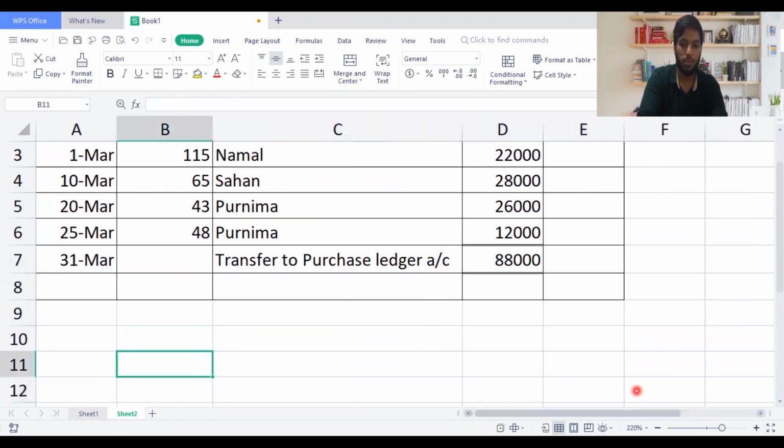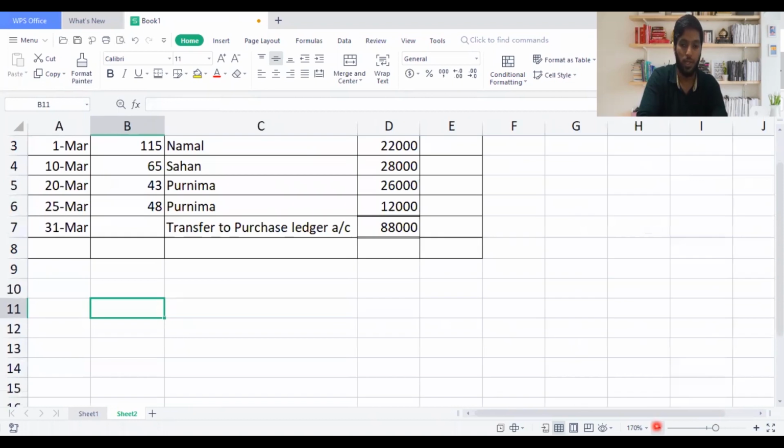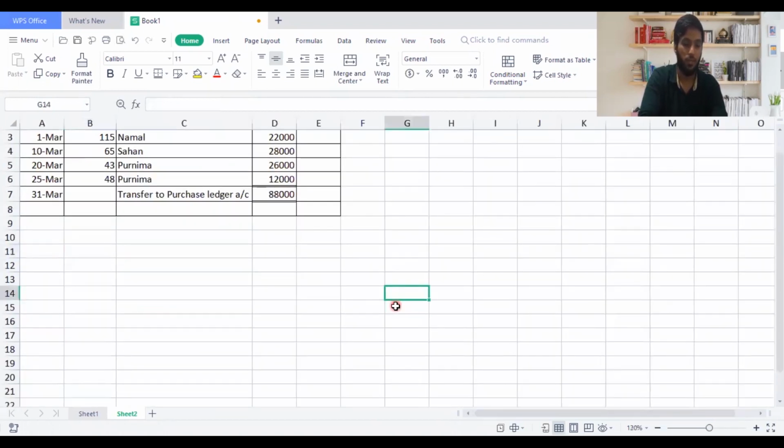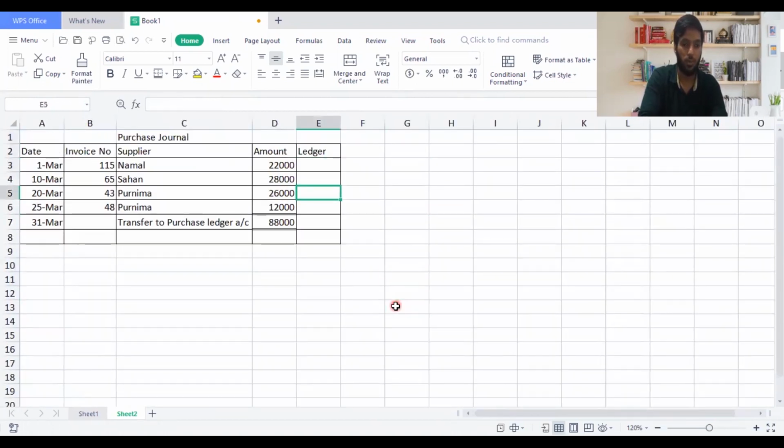I'm going to open up a purchase ledger account and I'm going to go to the complete view. You need to know what I'm going to do. So I'll open up a purchase ledger account here. First of all, let me record it.